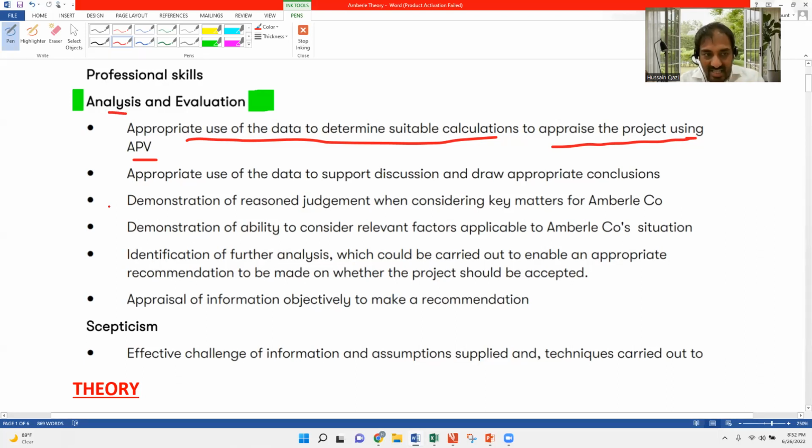Now another important point: appropriate use of data. Data means whatever we have done. We calculated the financing side effects, calculated the base case NPV, calculated APV. Base case NPV is negative, financing side effects positive, overall result positive. Appropriate use of data to support discussion and draw appropriate conclusion.